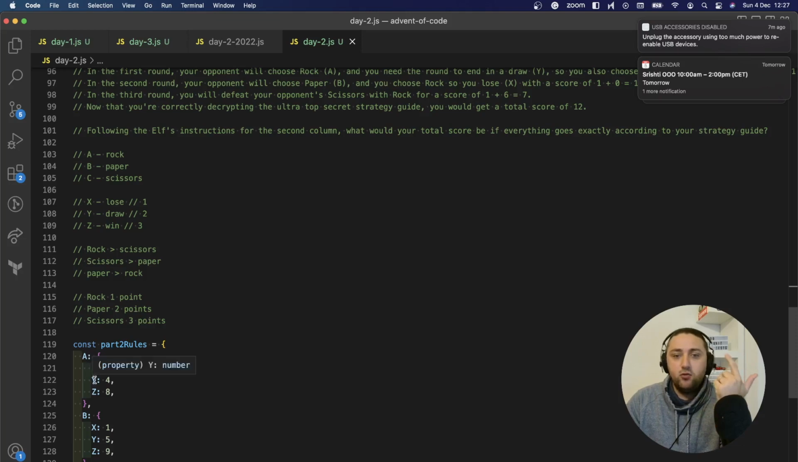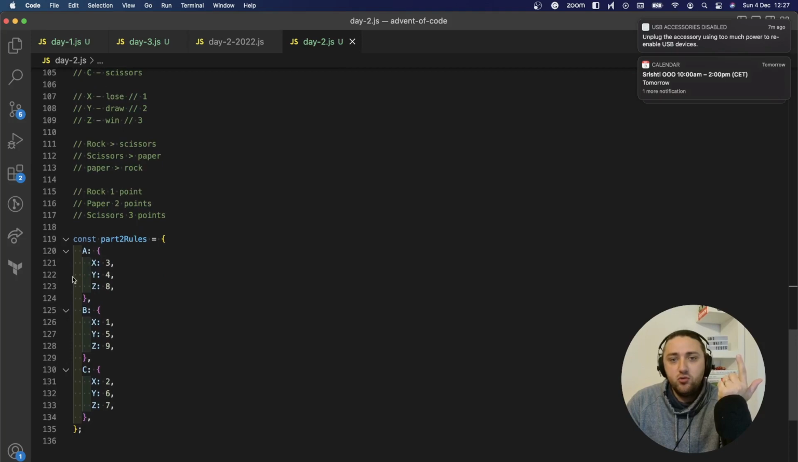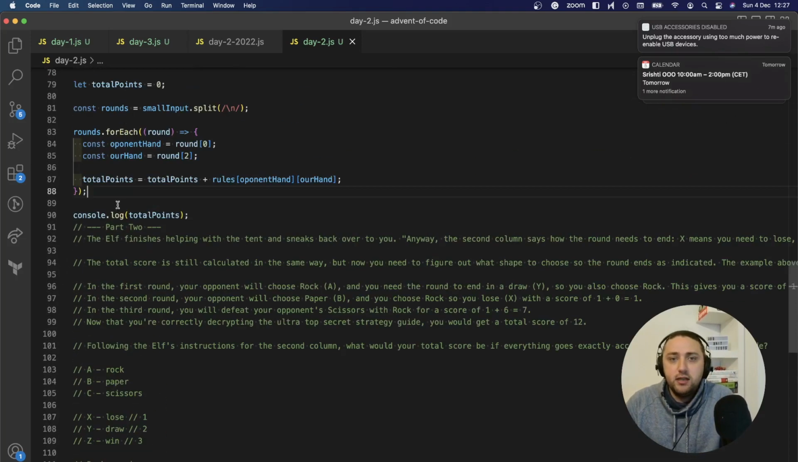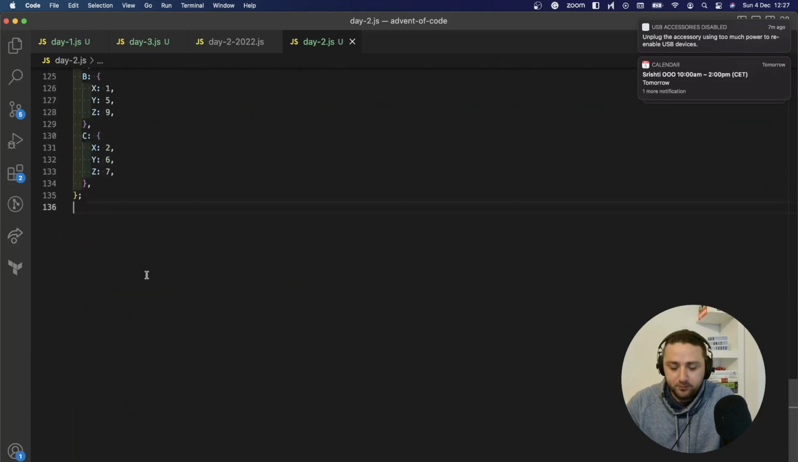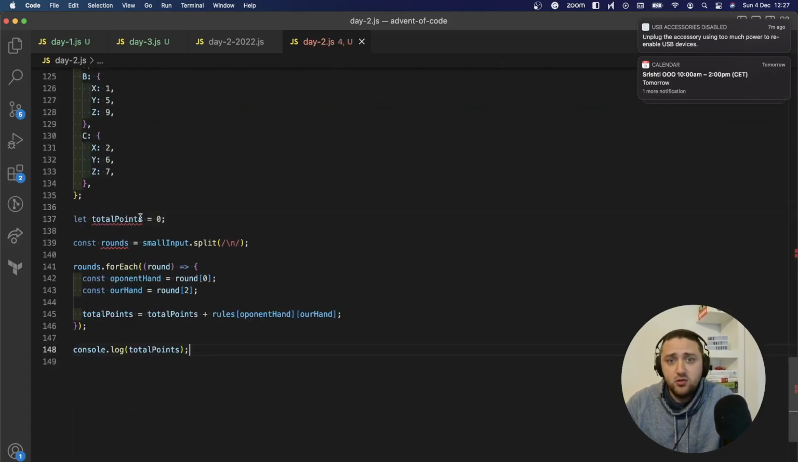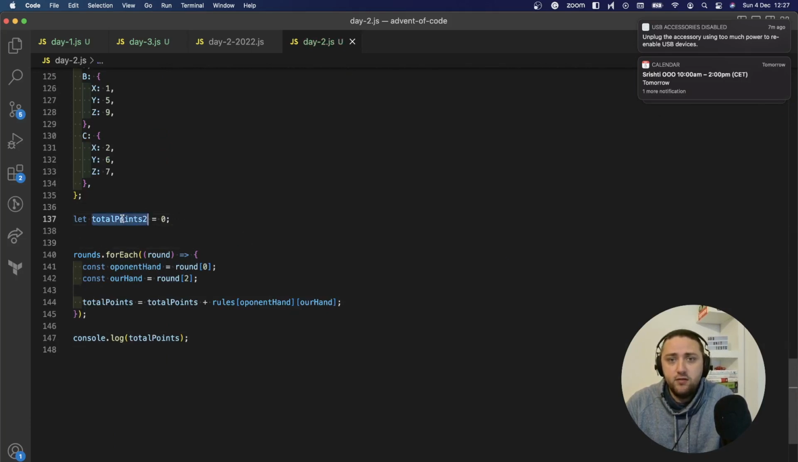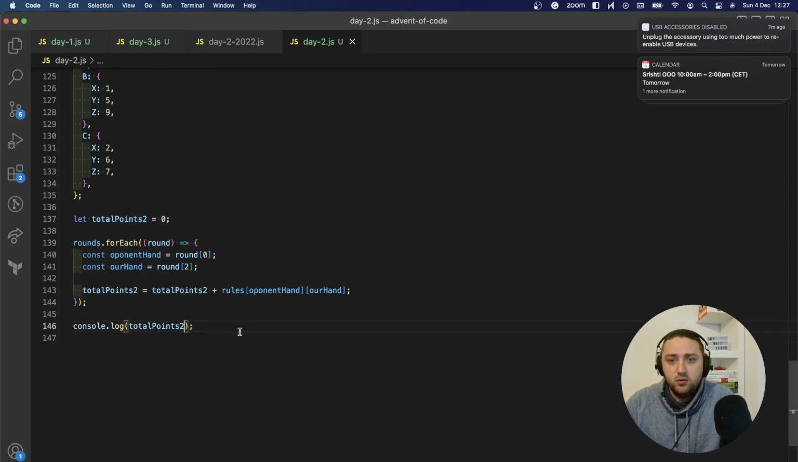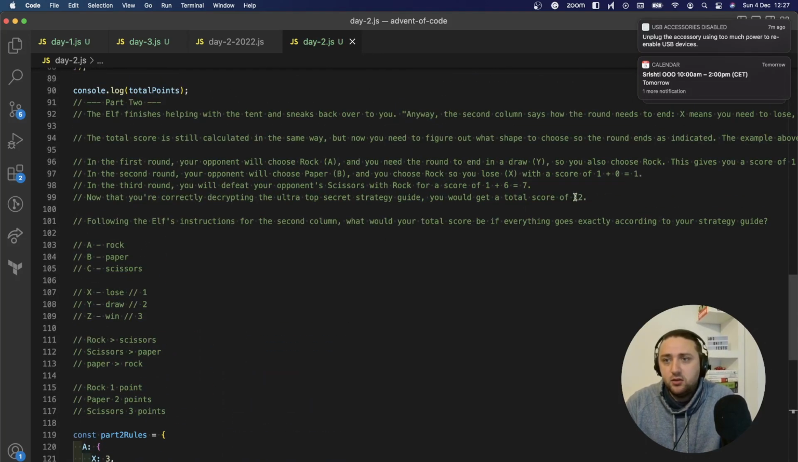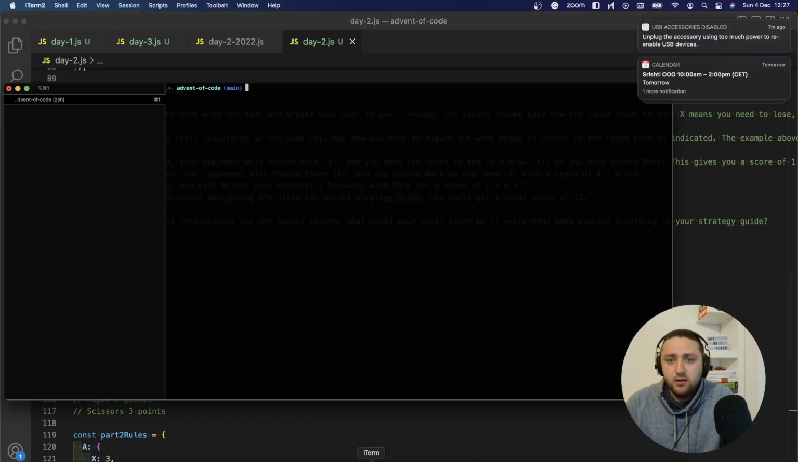Then if you have to draw against rock, that's rock. So you get 3 points for the draw and 1 point for choosing rock. So all you have to do is change the rules. You change the rule set and then you just copy paste your solution again. And it's the same solution. You just change this. You don't need the rounds because you already have them. And you do the total points for part 2. So in the second part, you should have a total score of 12.